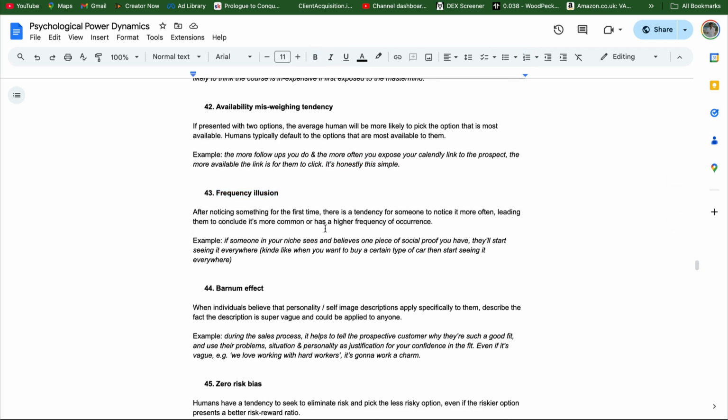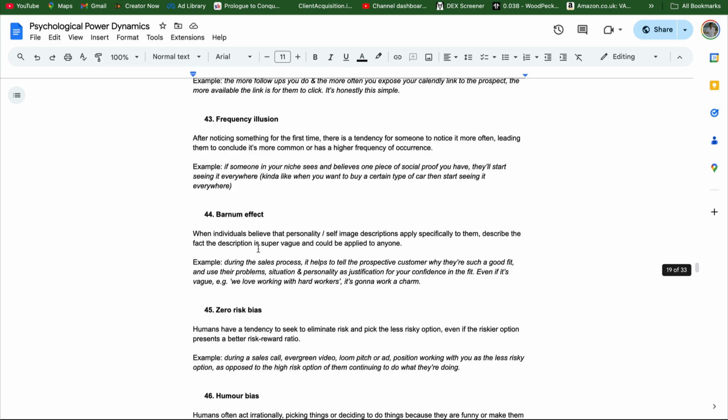Frequency illusion. After noticing something for the first time, there's a tendency for someone to notice it more often, leading them to conclude it's more common or has a higher frequency of occurrence. Example, if someone in your niche sees and believes one piece of social proof you have, they'll start seeing it everywhere. Kind of like when you want to buy a certain type of car, then start seeing it everywhere.